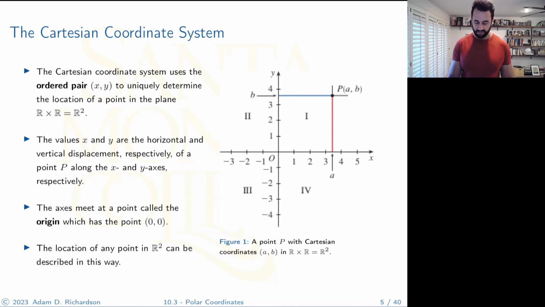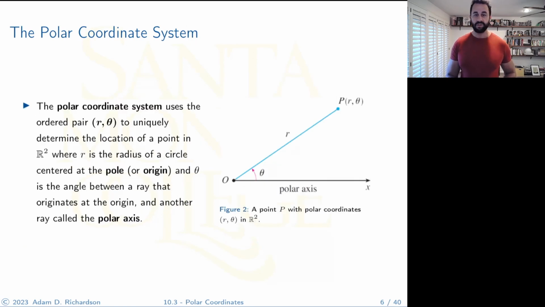So basically, if you give me any point, say this point right here, then we can find the horizontal and vertical displacement and tell you exactly where that point is in this system. So that's the basic idea. Now, for the polar coordinate system, things are a little bit different. We are still going to describe two-dimensional space, so we're still going to be describing R2.